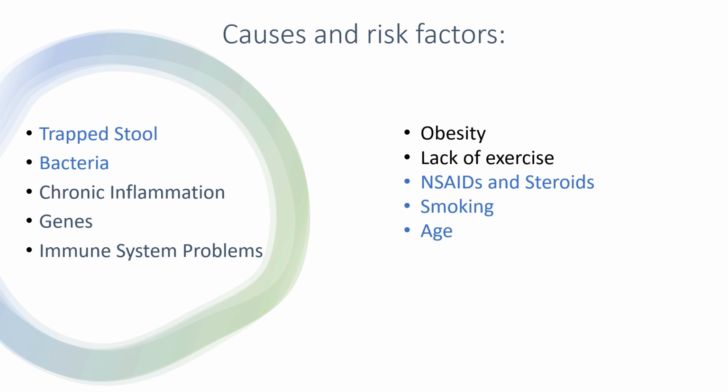And then when it comes to risk factors, you have to take into consideration some lifestyle risks such as obesity, lack of exercise, NSAIDs, which is non-steroidal anti-inflammatory drugs like Aleve and naproxen, and steroids, smoking, and age. This common condition is something that usually happens in people who are 60 years and older. Now, don't get me wrong, it can happen to anyone of any age, but it's commonly in people who are 60 years or older.